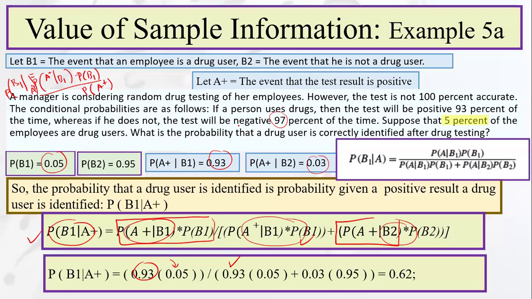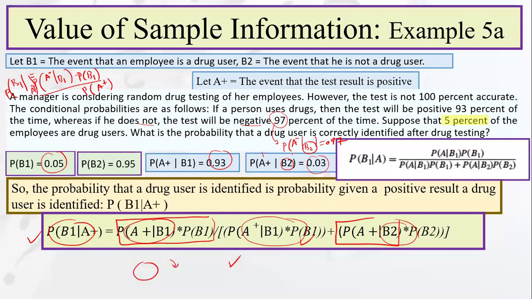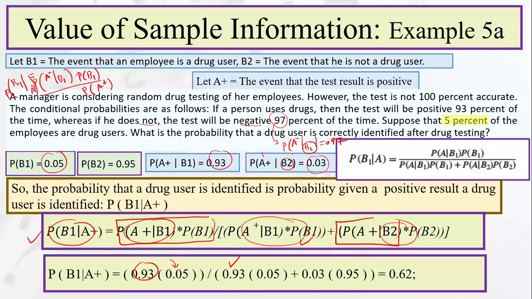Probability of negative, doesn't use a drug. So what was given to you? Probability of A minus given B2 equals 0.97. So if it is B2, either plus happens or minus happens. So 0.97 plus 0.03, add them together, it's going to be 1. So you understand how, right? And that's the total formula that you have.